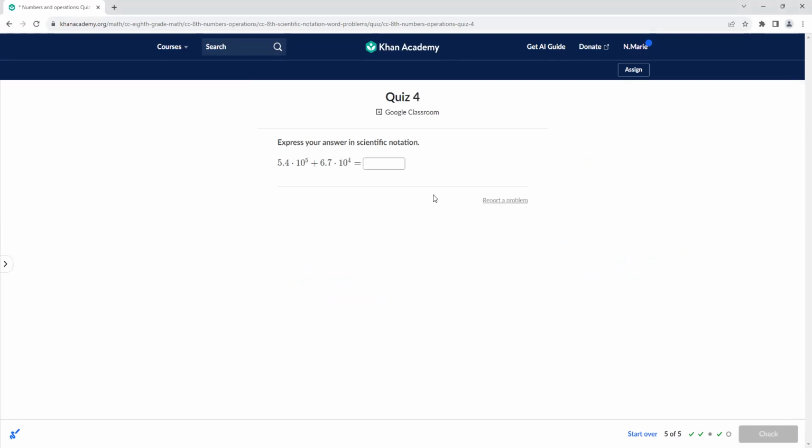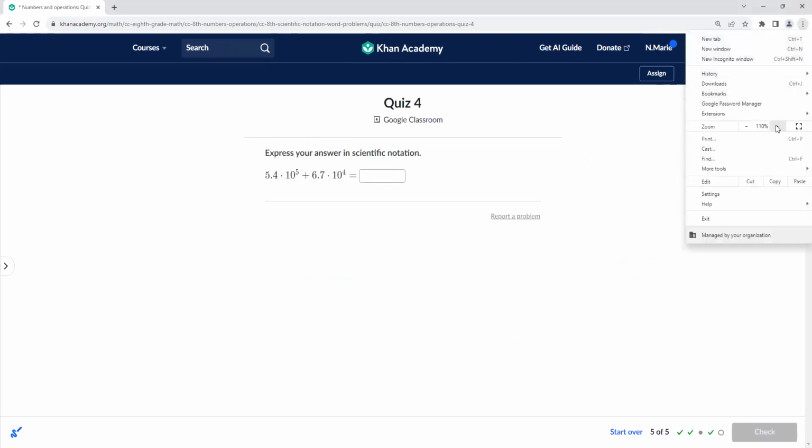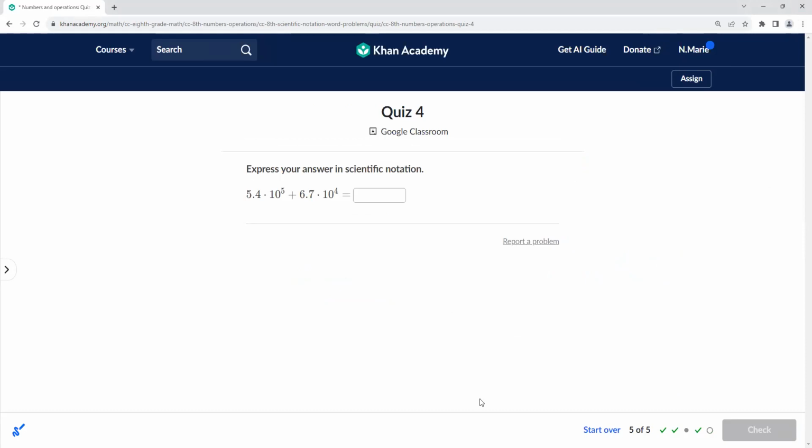Okay, express this answer in scientific notation. First you can expand this, if it makes it easier. This would get me 1, 2, 3, 4, 5. And the other one would get me 1, 2, 3, 4. So if you added these numbers together, sometimes it helps me when I put these in standard notation, I can then add them together and put them in scientific notation.